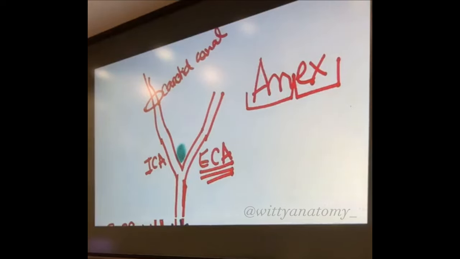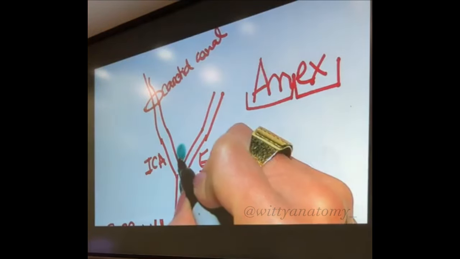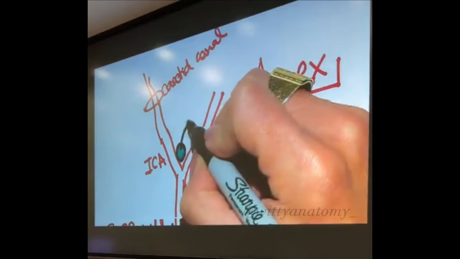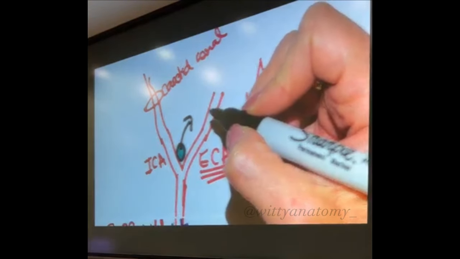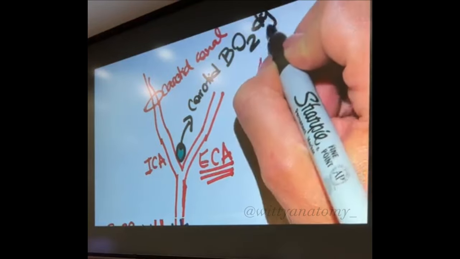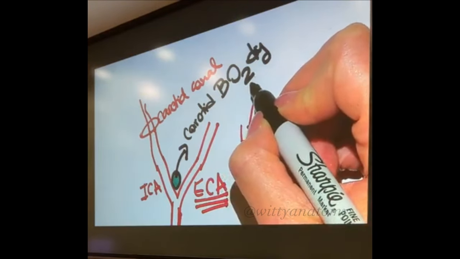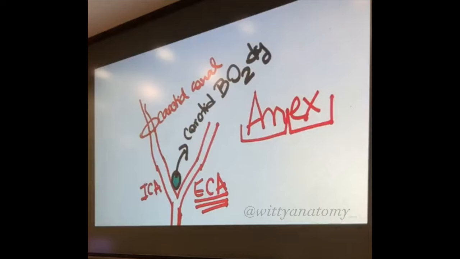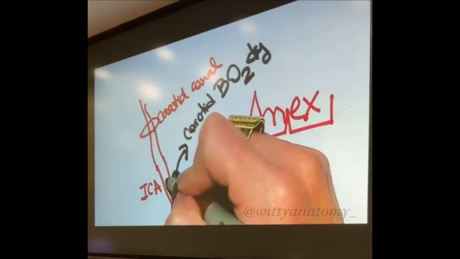So in the bifurcation right here of the internal and external carotid arteries, you have something that will tell us the amount of oxygen. What would be the name for this? This is the carotid body. Oxygen. Carotid body. And then at the base of the internal carotid artery, you have something that will tell you the pressure of the blood that is going to your head.